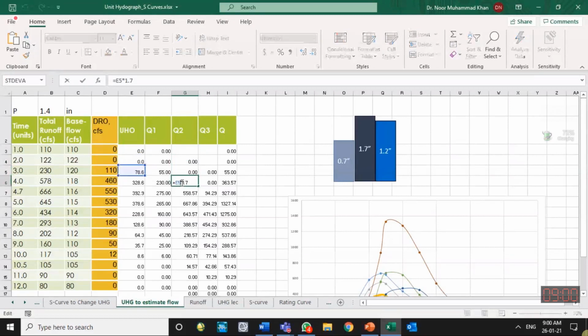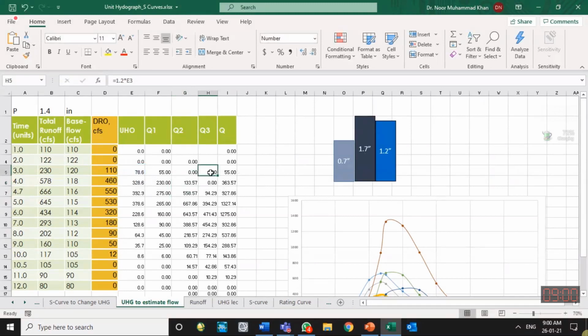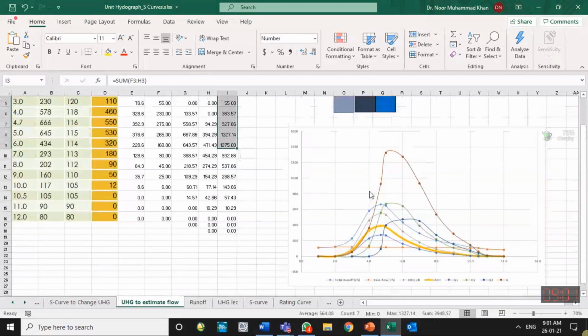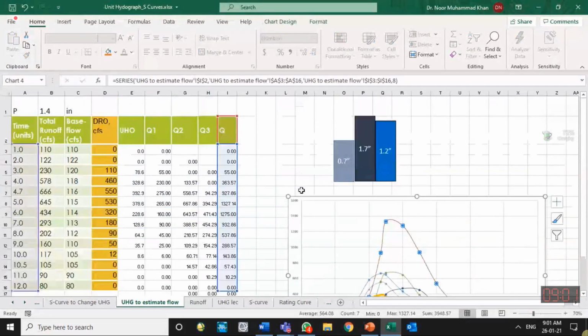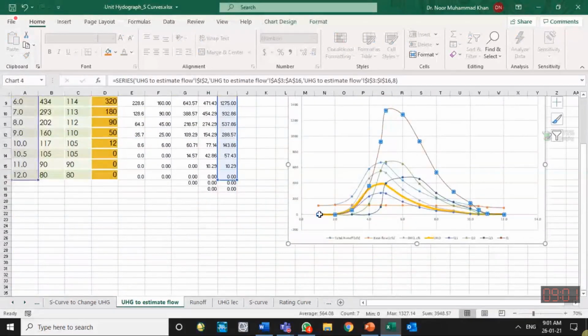So we are thinking that this unit hydrograph has started from the start of this storm. In the same way, for the third one, we take the first unit hydrograph ordinate multiplied by the 1.2 inches rainfall. When we sum them together, we get the overall direct runoff for the whole basin. That is shown over here, the overall direct runoff hydrograph.